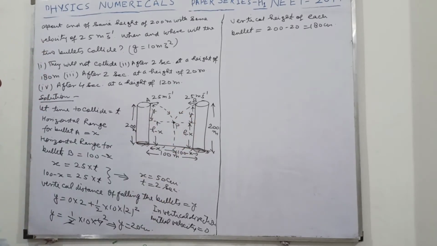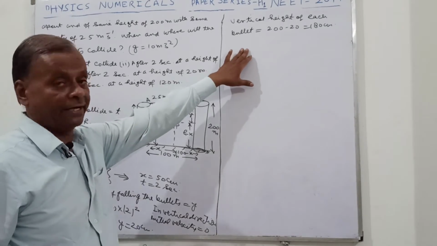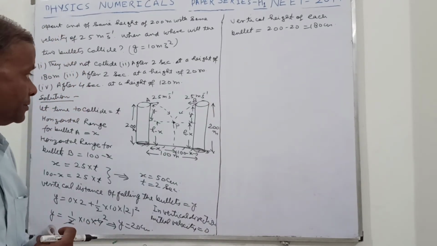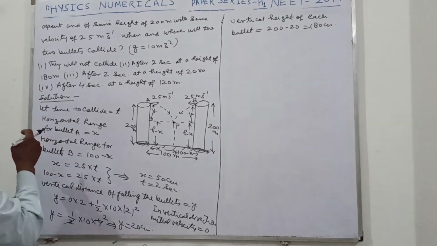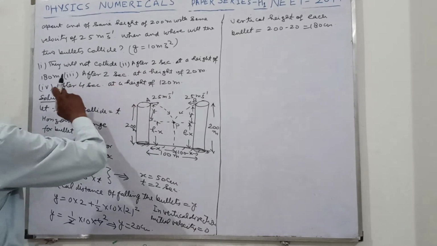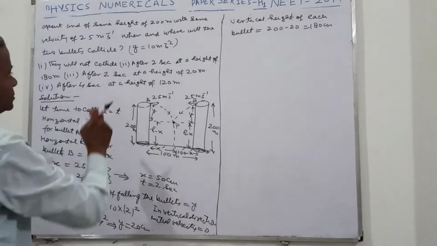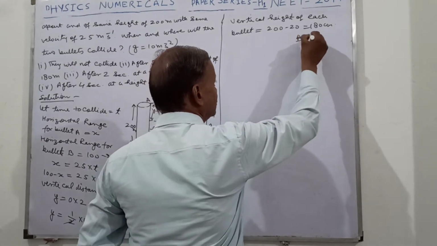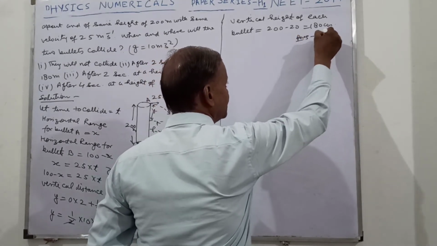So it means that they will collide after 2 seconds, at a vertical height of 180 meters. So our answer must be: after 2 seconds at a height of 180 meter. The correct choice is the second. So our answer is the second option.